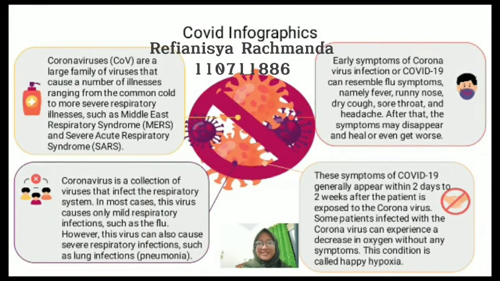What is the definition of COVID-19? Coronaviruses are a large family of viruses that cause a number of illnesses ranging from the common cold to more severe respiratory illness, such as Middle East Respiratory Syndrome or MERS, and severe acute respiratory syndrome, also known as SARS.